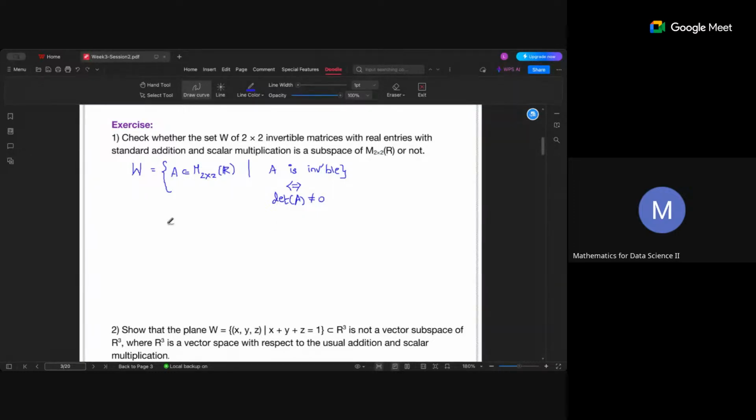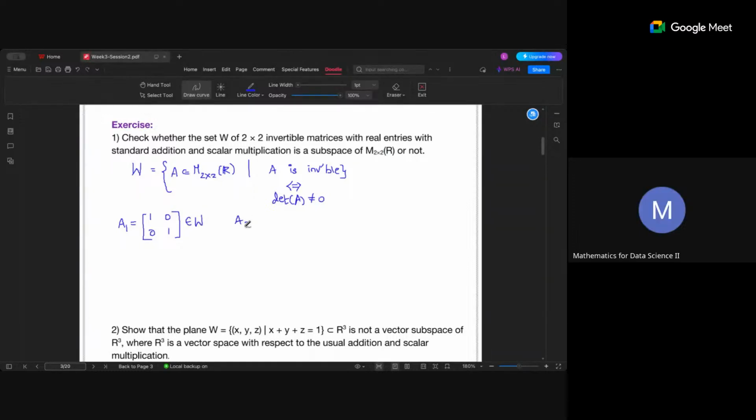Let us see with some simple examples. Let us consider the matrix A1 equal to [1 0; 0 1]. There is a specific name for this matrix. Can anyone tell? Identity matrix. Exactly, this is the 2 by 2 identity matrix. Is this invertible or not? Yes, invertible. It means it belongs to W.